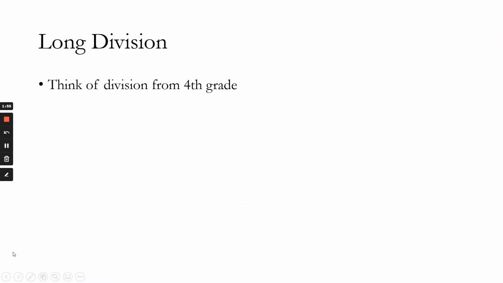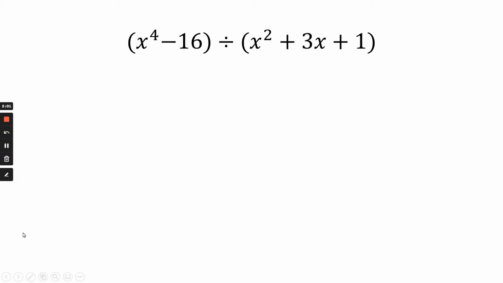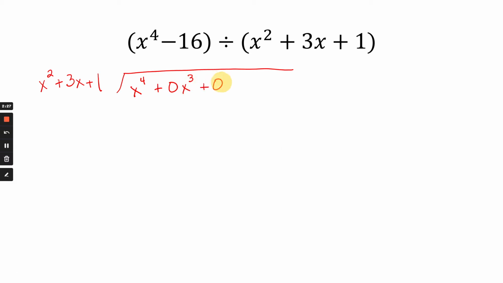Okay, so the first one is long division, and like I said, we're going to use this from 4th grade or elementary school. Same type of problem, same type of setup. So x squared plus 3x plus 1 is going to go on the outside. Now, you'll notice we've got x to the 4th minus 16, but we are missing an x to the 3rd and x squared. We're missing all those terms. So really that means the coefficient is 0. You do have to add those in. If you leave them out, we're not going to have enough stuff to divide by.